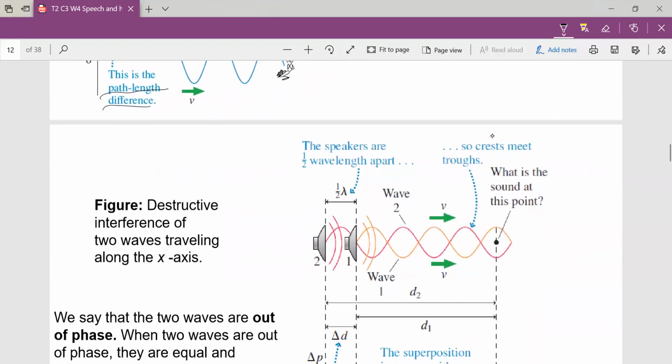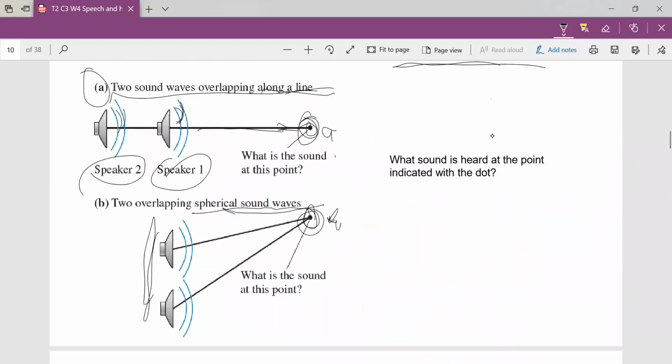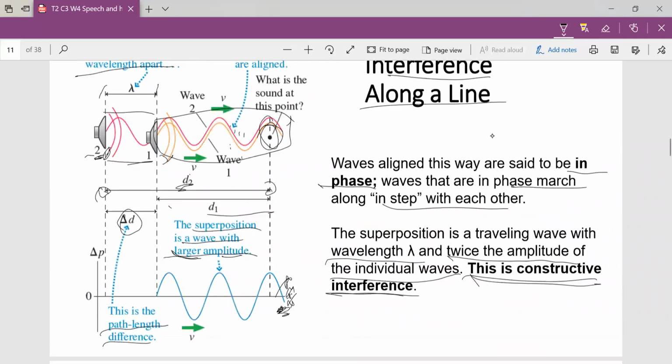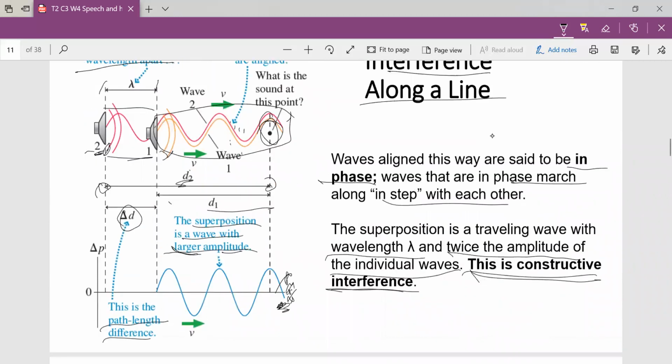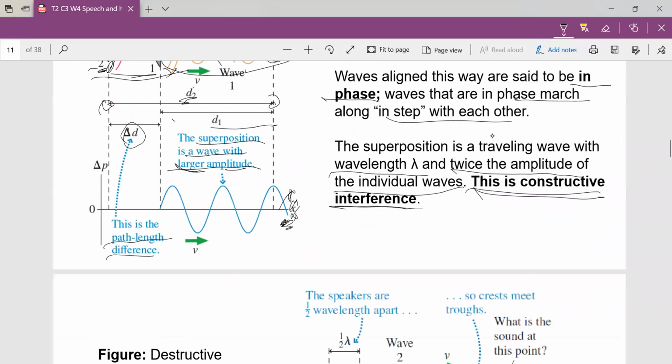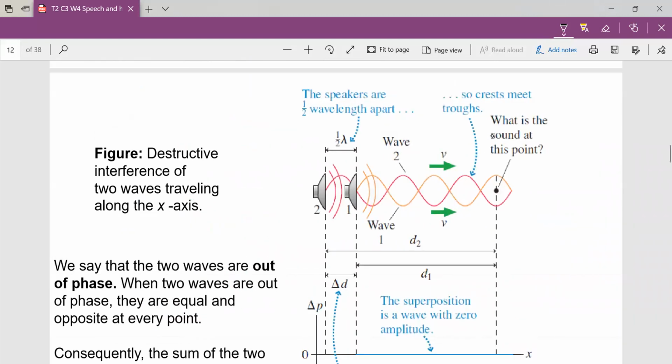So let's see the second combination here. Before we see that, that is what can happen when it's constructive. Now, what can happen when it is destructive? If the distance between these two sources is such that they are actually half wavelength apart, what will happen?